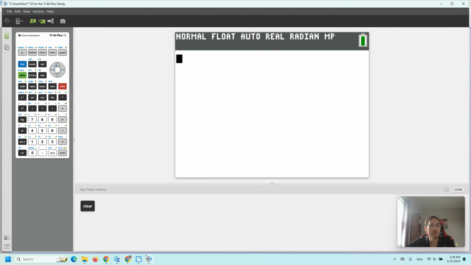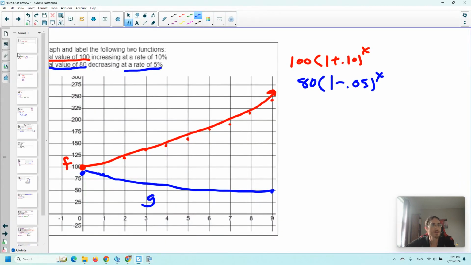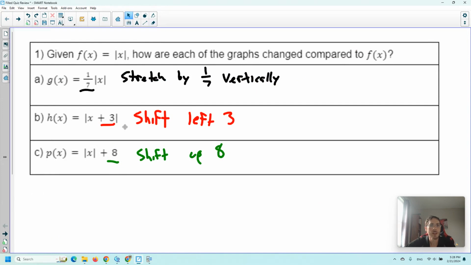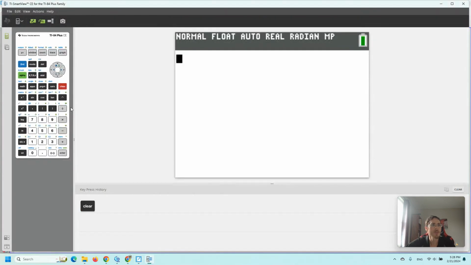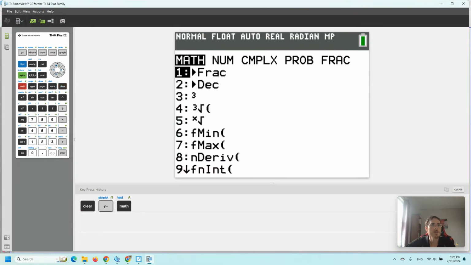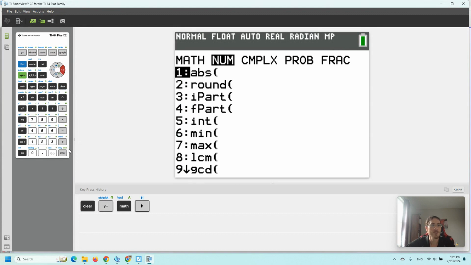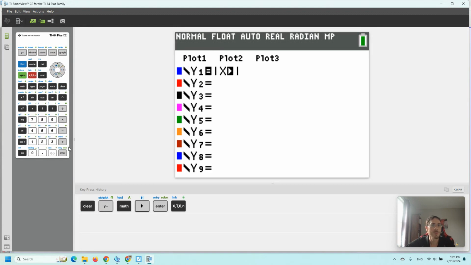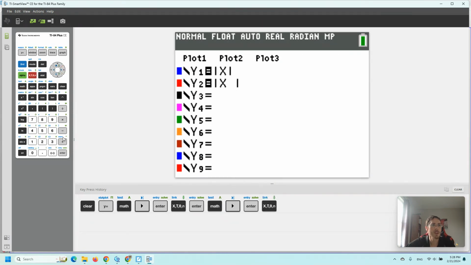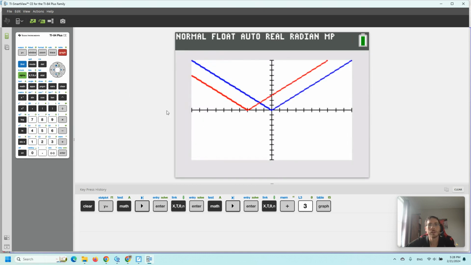So remember, if we're doing our absolute values, let's go all the way back up to the absolute values. If I wanted to do absolute value of x and then absolute value of x plus 3, we go Y equals, and we have to go to Math, over to Num, and we're going to pick ABS for absolute value. So there's absolute value of x. We can do Math, over to absolute value, and we can throw in x plus 3. And so we can see we got the same graphs that we saw earlier in Desmos. So that's how we do the absolute value.